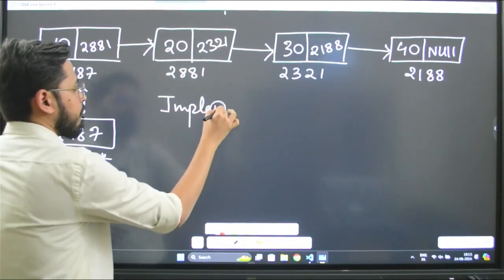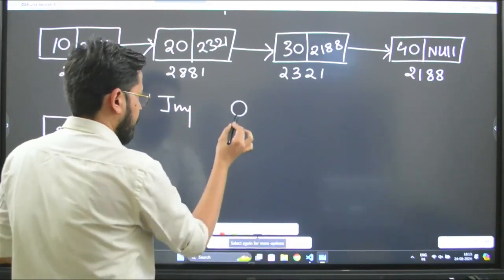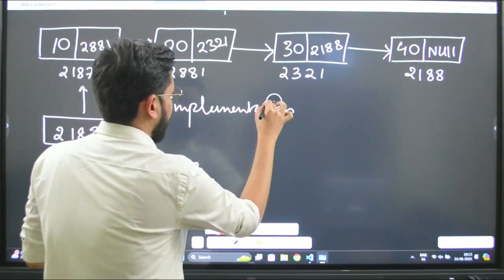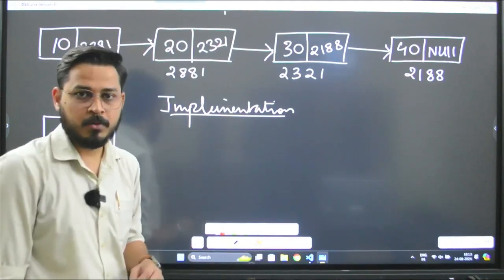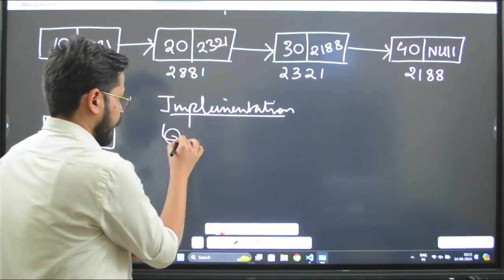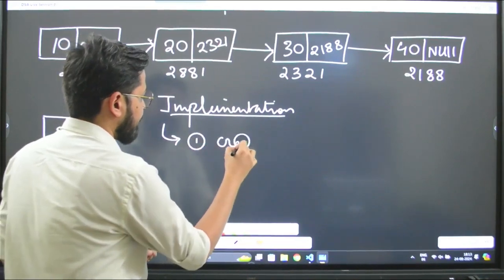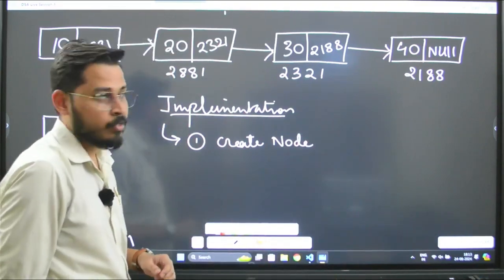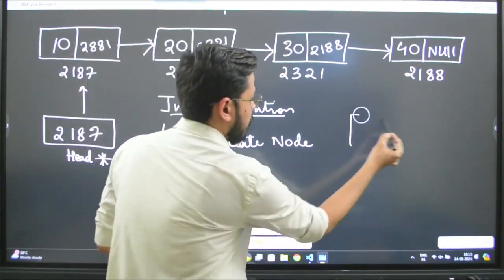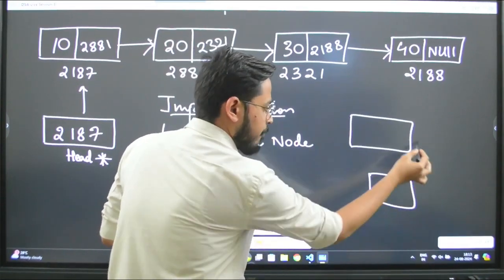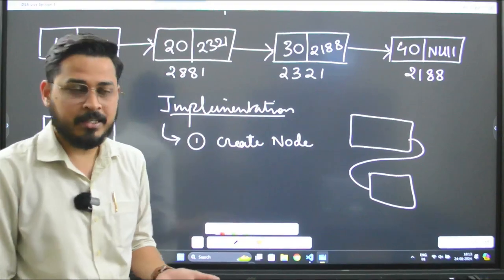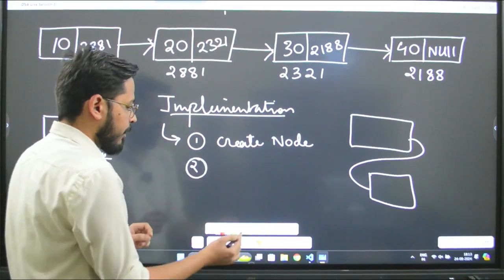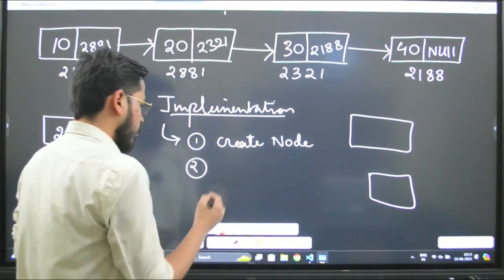If I want to do implementation, how will I do implementation? First step will be to create a node. If I am able to create multiple nodes, then I will be able to connect them together and make a linked list, right? So my first step is to create the node. My second step will be to link the node.